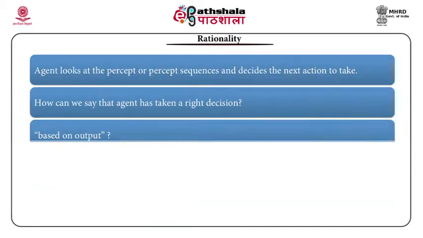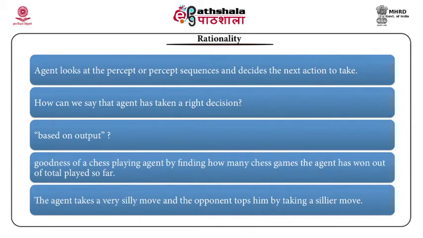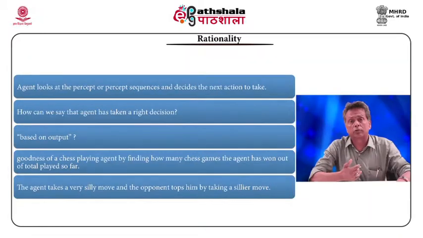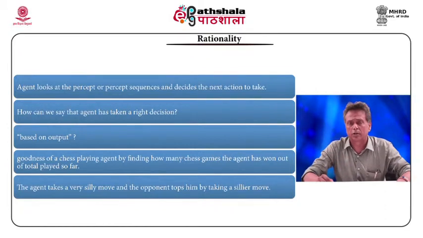There is one more word, rationality, attached to agents working. Now, how do you know that the agent is working well or doing the right job? One answer probably is, it will be decided based on the output. If the output is good, the agent is doing a good job. If the output is not good, the agent is not doing a good job. But then it is not very good.